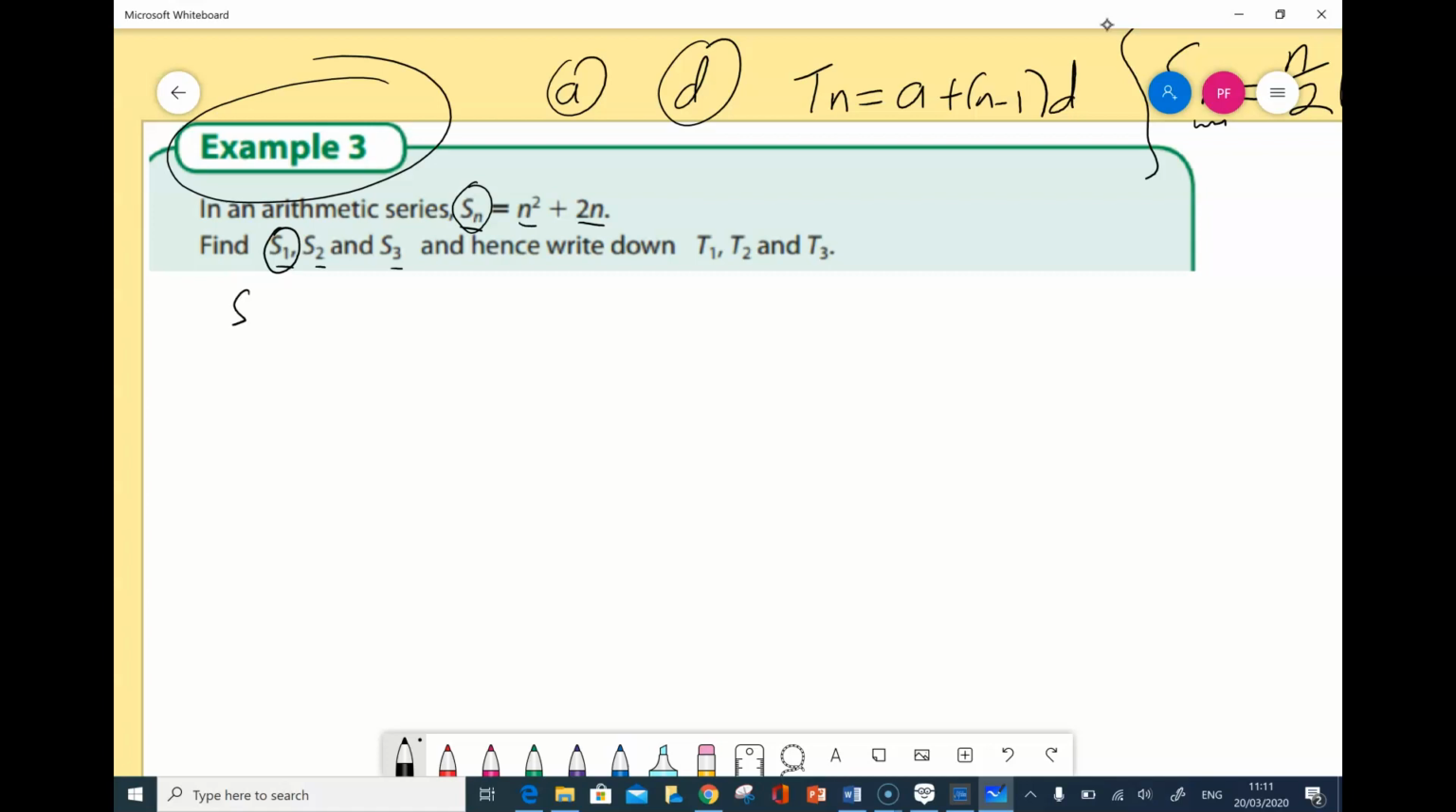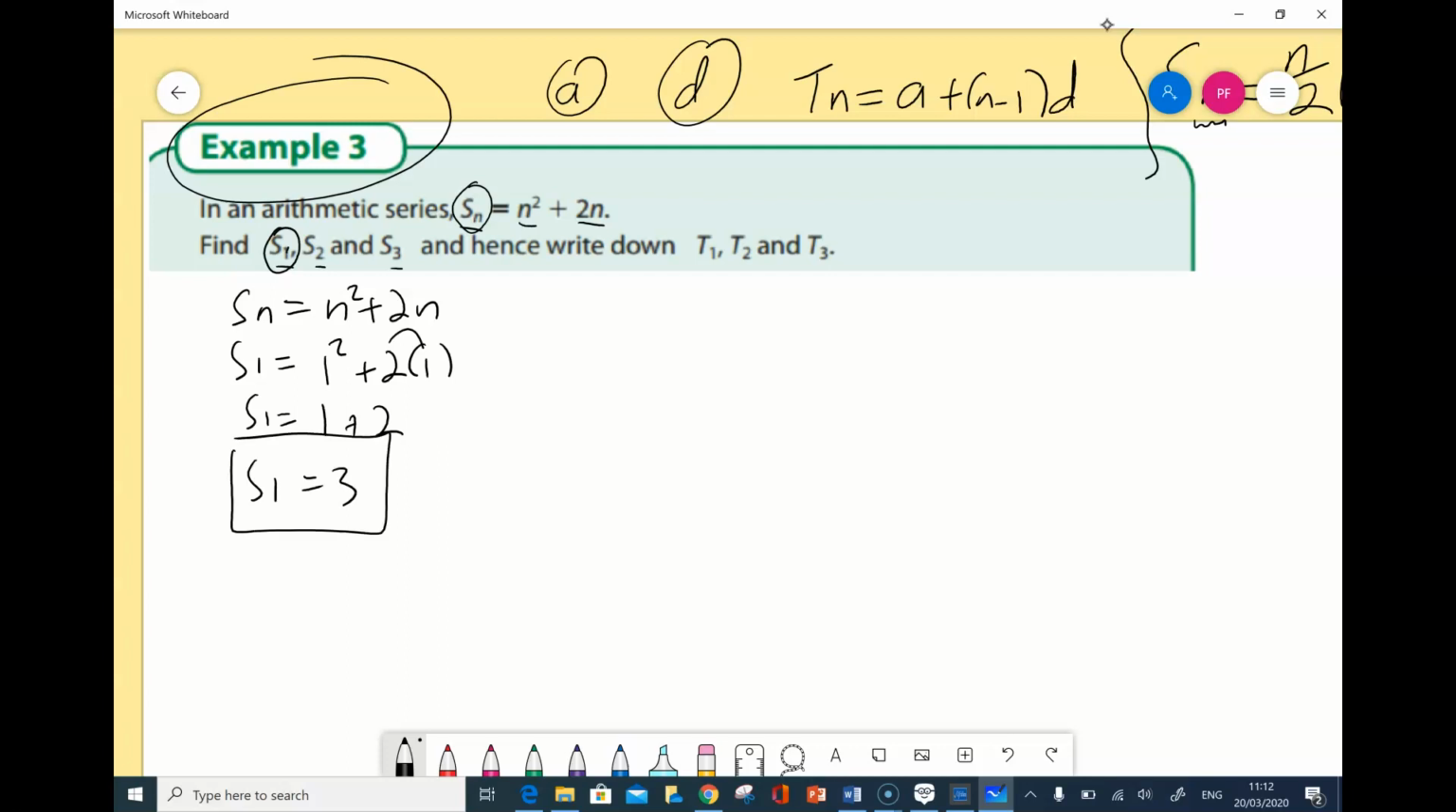To find S1, I write down my Sn formula and just put 1 in for n. So that's 1 squared plus 2 times 1. 1 squared is 1 times 1, which is 1, and 2 times 1 is 2. So S1 is 3. When I add up the first term, I get 3. That means the first term in my sequence must be 3, because I'm just adding up the first term, it's just itself.